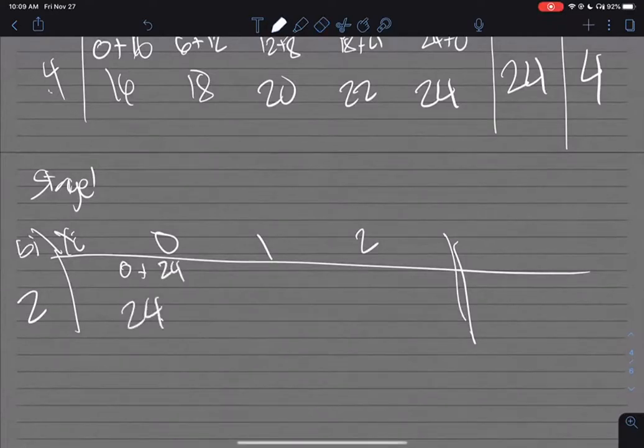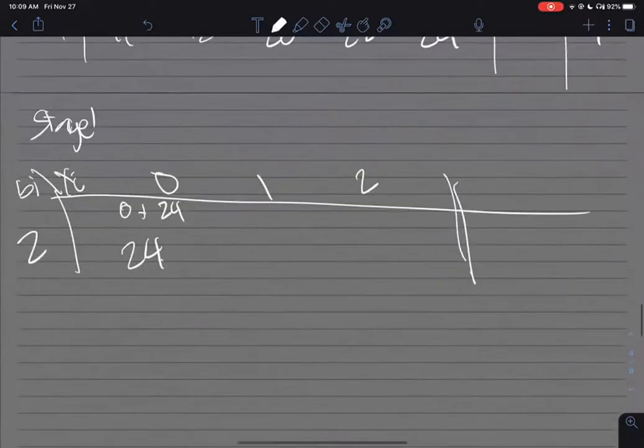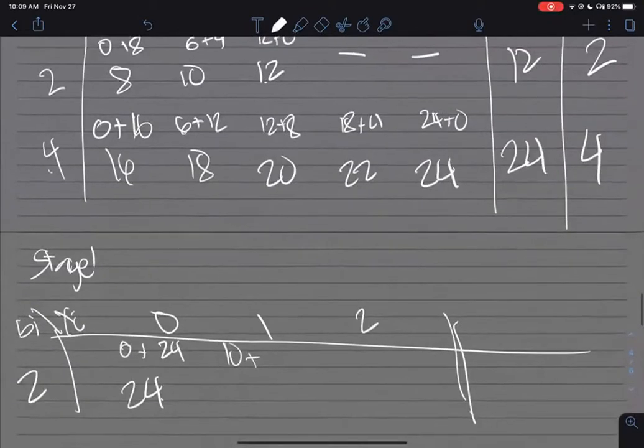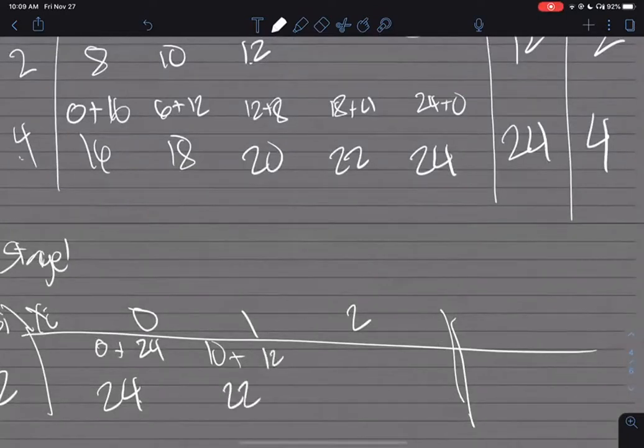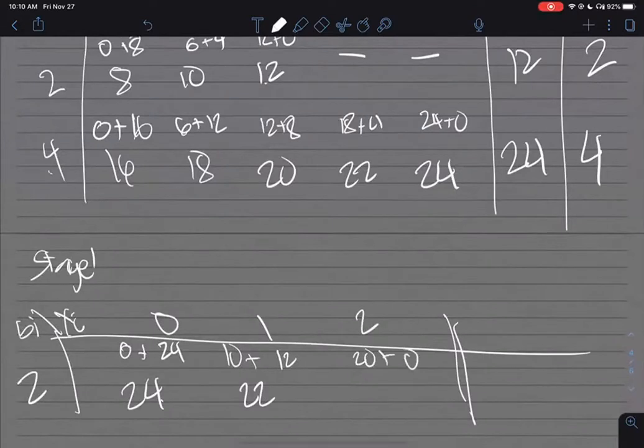24, continue. And then, next would be, isa lang yung kakainin. So, 10. 10 ba happiness score natin dito? Yes, 10. Okay, so 10. Plus, magiging 2 ulit siya. So, 12. So, 22. Okay. And then, last would be 20. Plus 0 na. So, 20. Correct.